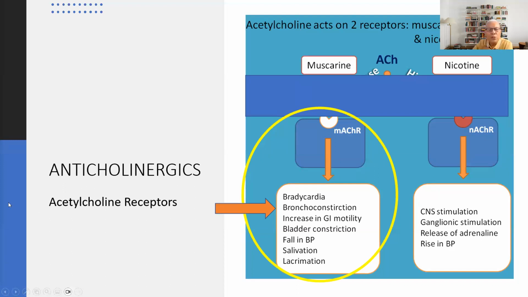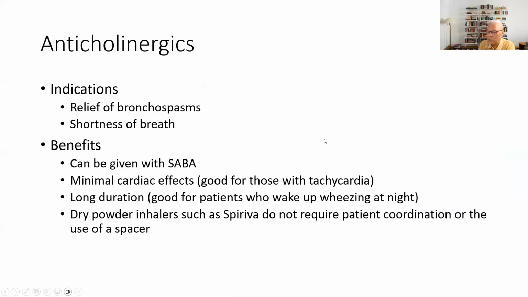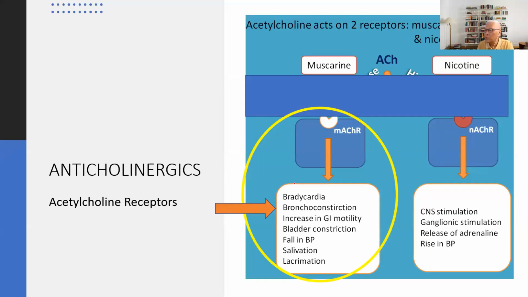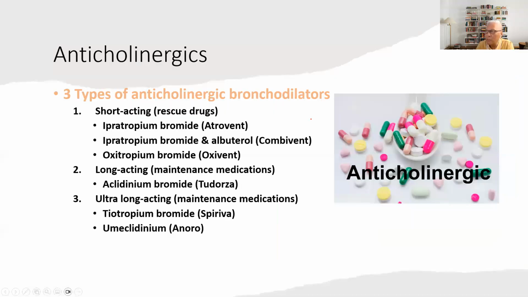Okay, so what are the effects, again, whenever you have muscarinic receptors? Well, bradycardia, bronchoconstriction, increase in GI motility. Again, we had talked about that. So if you block these, you're going to have the opposite effect. So it's the same thing that I have talked about in the previous slides.